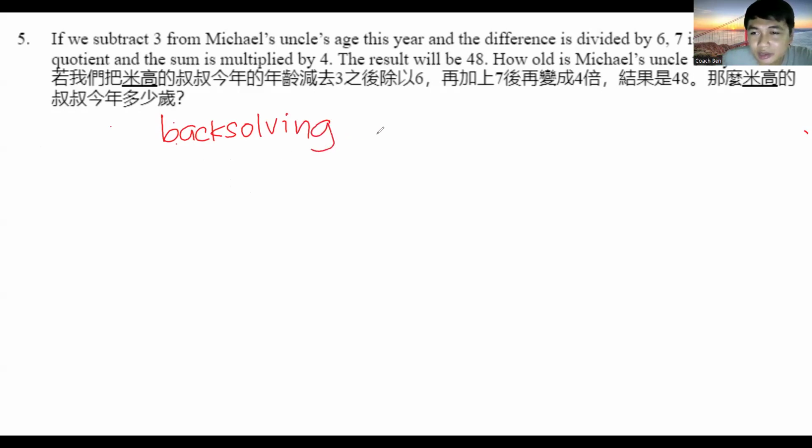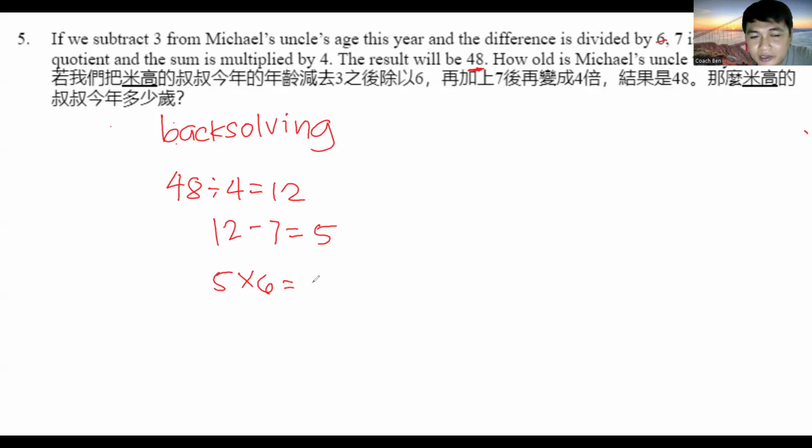So when we are back solving, we start at the end and do the opposite operation. So if it says multiplied by 4, we do division. 48 divided by 4, that is 12. And then it says 7 is added to the quotient. So 12 minus 7, that's 5, is divided by 6.